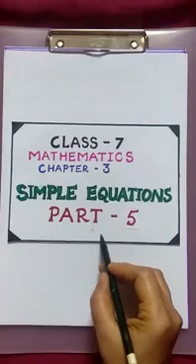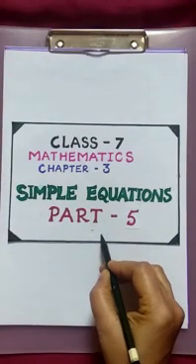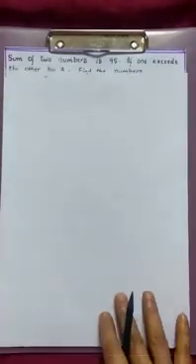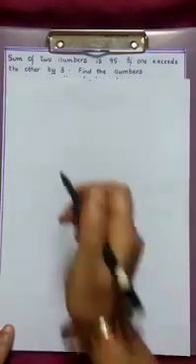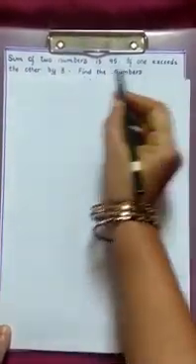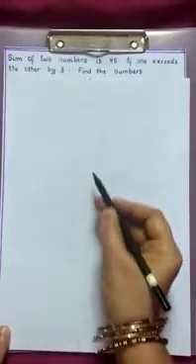Children, in part 5 video of simple equations, let us solve a few more word problems. Now, see the first problem here. Sum of two numbers is 95. If one exceeds the other by 3, find the numbers.